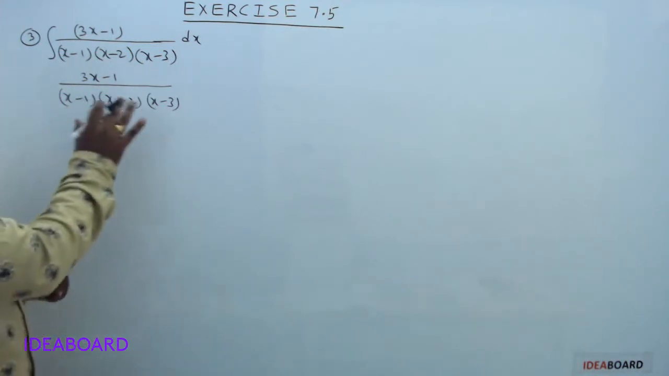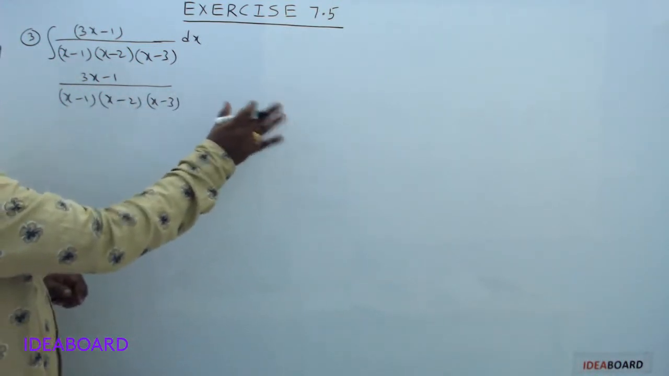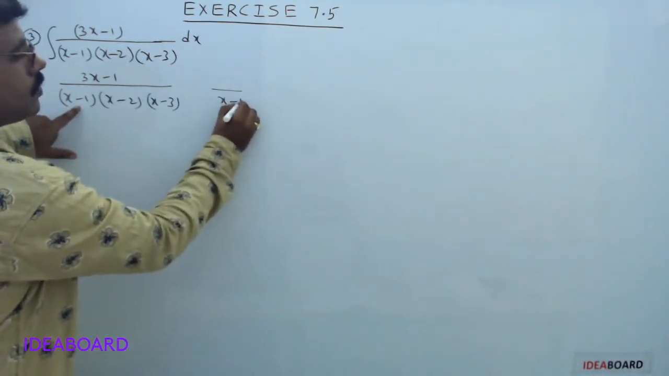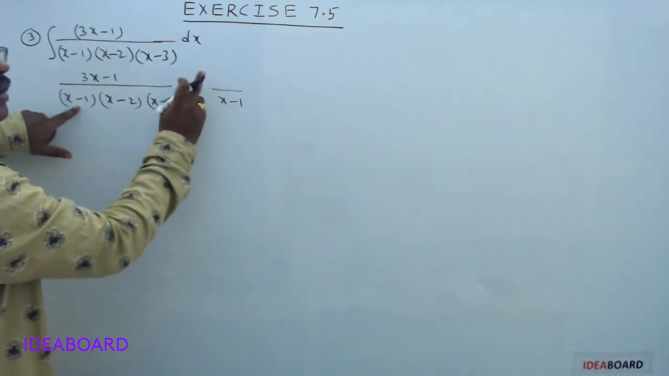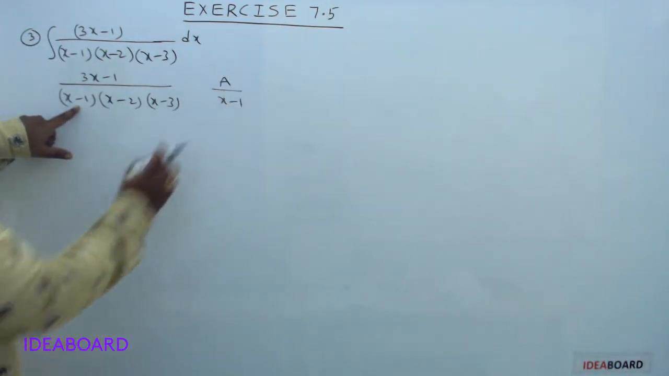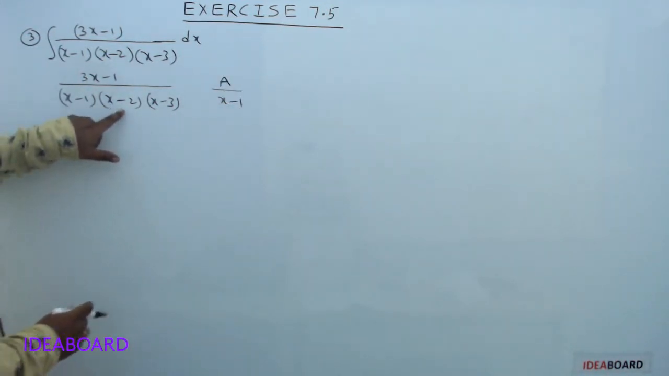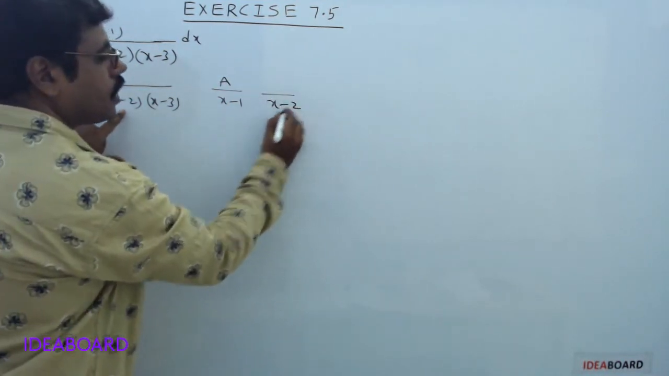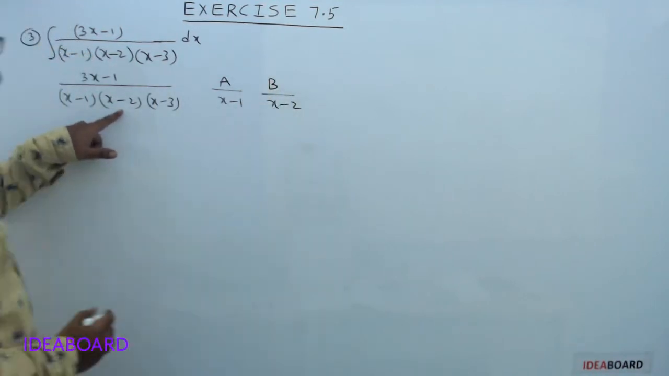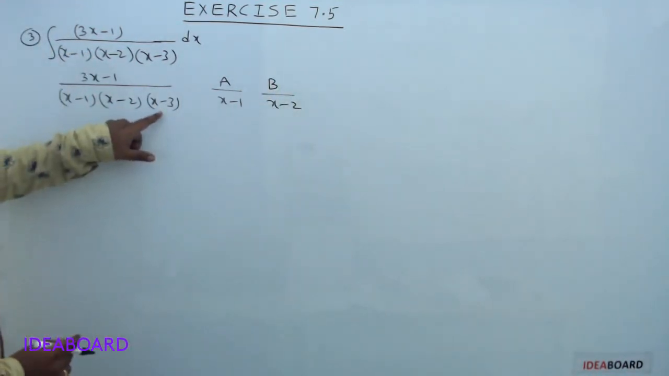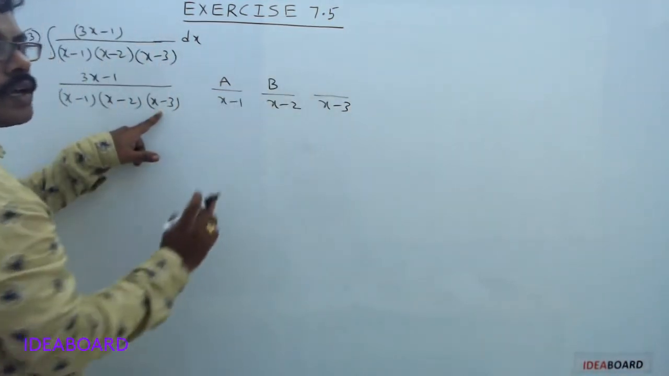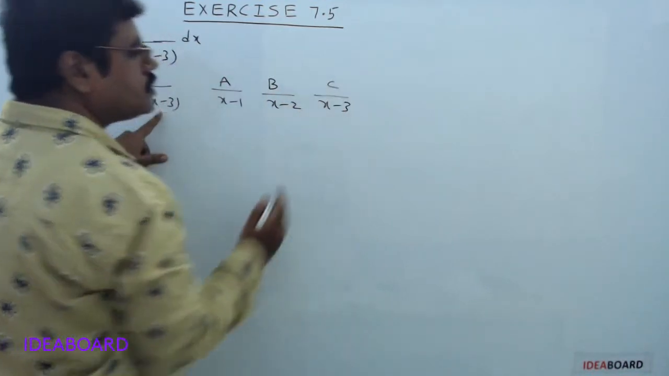Now come to how to resolve this fraction into partial fractions. Corresponding to this non-repeated linear factor, there exists a constant term in its numerator. Take that constant term as A. So A by x minus 1. Corresponding to the next non-repeated linear factor, take the constant term as B. Corresponding to the last one, take the constant term as C.